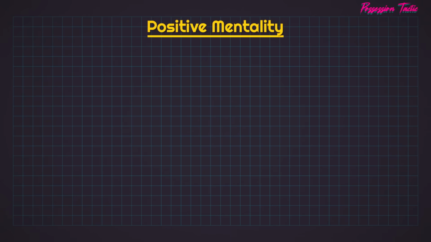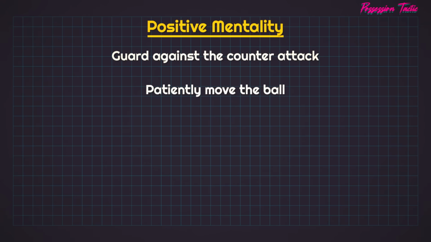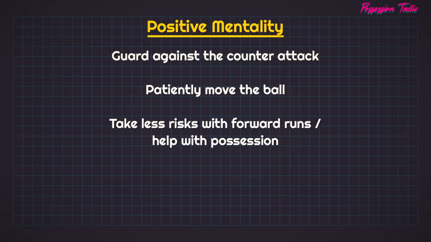The positive mentality tells your team to guard against the counterattack, patiently move the ball around to look for an opening, and to take less risk when making forward runs and instead help with possession. This sounds a lot like what I want to do with my possession tactic, and that's because it is. The positive mentality is great for possession-based systems.